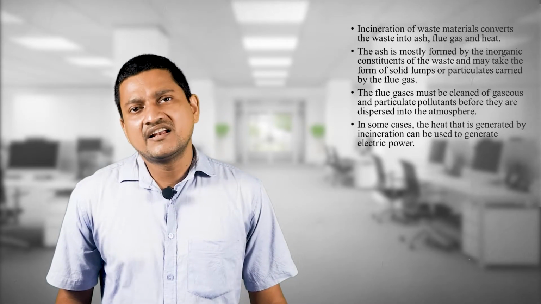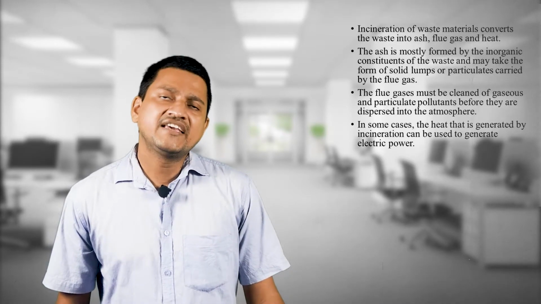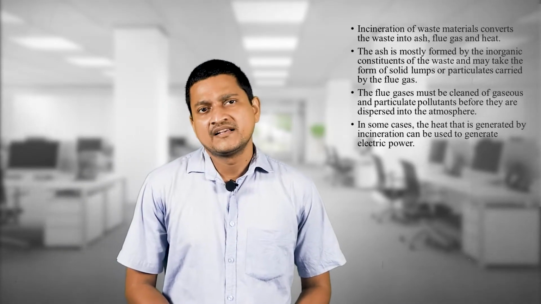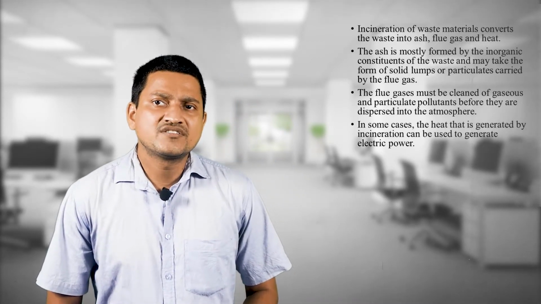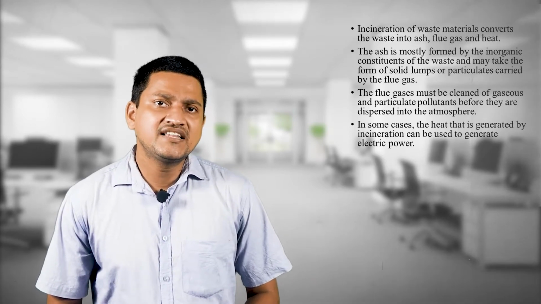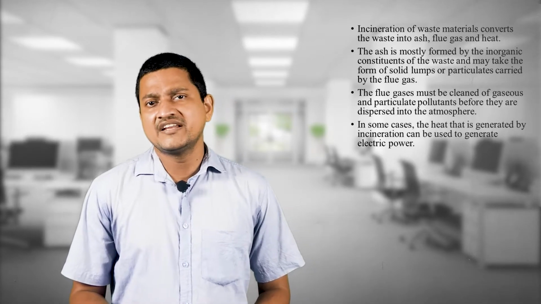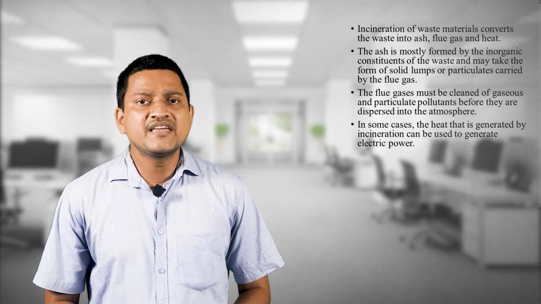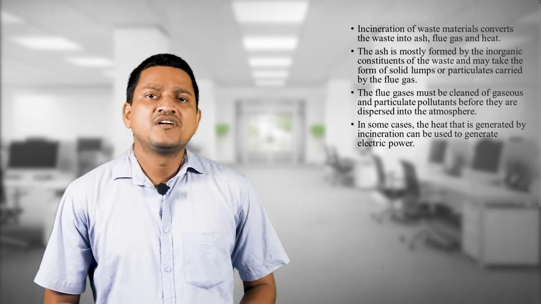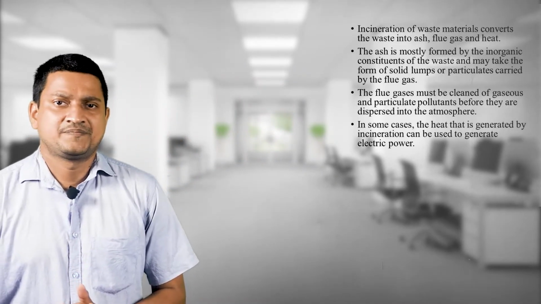Incineration of waste material converts the waste into ash, flue gas and heat. The ash is mostly formed by the inorganic constituents of the waste and may take the form of solid lumps or particulate carried by the flue gas. The flue gas must be cleaned of gaseous and particulate pollutants before it is dispersed into the atmosphere.